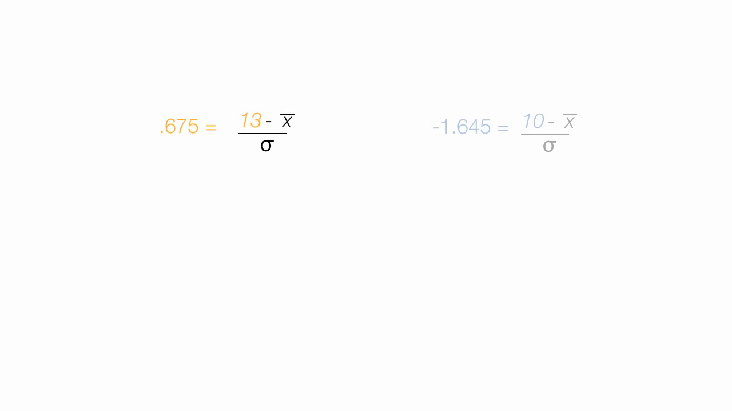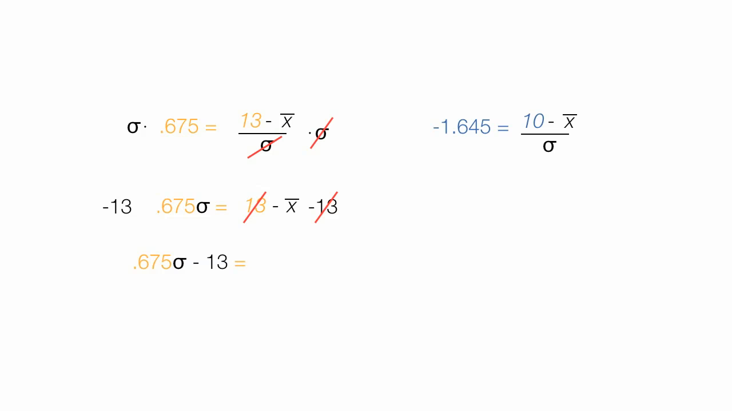Now I have two equations and two unknowns, so I can solve. I'm going to solve for the standard deviation first. So I multiply both sides of the equation times sigma, or the standard deviation. Those cancel out on the right-hand side. I'm left with this equation. I subtract 13 from both sides of the equation. The 13s on the right-hand side cancel out. So now I have the following equation. Do the same thing for the blue equation. I multiply both sides by sigma, or the standard deviation. And now I'm left with the following equation.